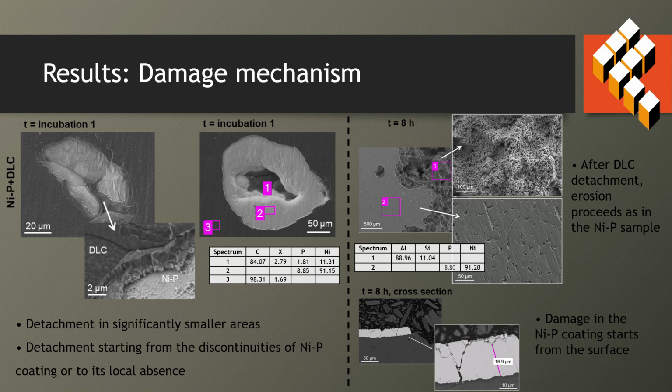It was also seen that after DLC detachment, the erosion proceeds as in the NIP sample, with cavitation erosion damage localized in regions corresponding to NIP morphological discontinuities. The cross-section analysis at the end of the test shows surface-initiated cracking in the NIP sample that propagates through its thickness.